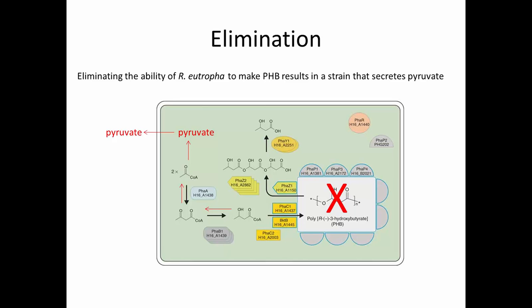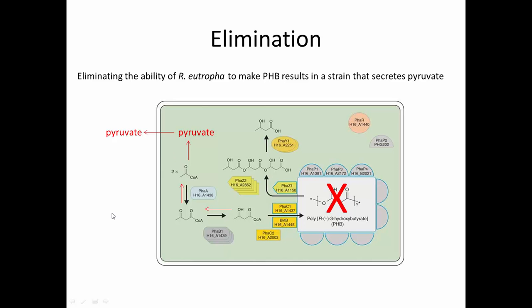And where it does go is that when you eliminate the ability of Ralstonia eutropha to make PHB, this results in a strain that secretes pyruvate, which is rather odd if you think about it. Pyruvate is a key central metabolite, but it's just being secreted. So why is that? How did this come to be? Why is the cell eliminating so much useful biomaterial here, so much of a key compound, a central metabolite? Again, it seems crazy. Pyruvate is pretty much the gateway to the TCA cycle.